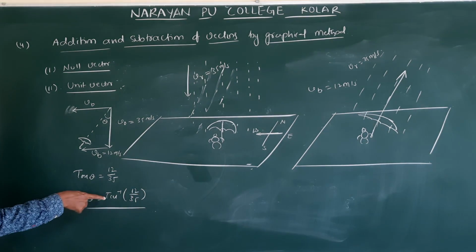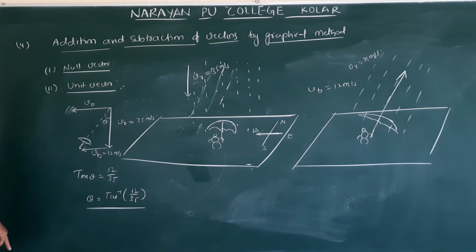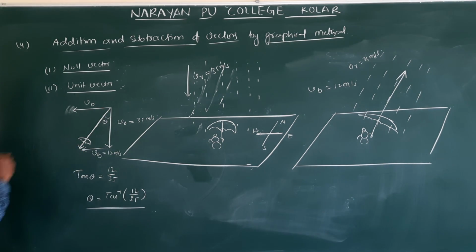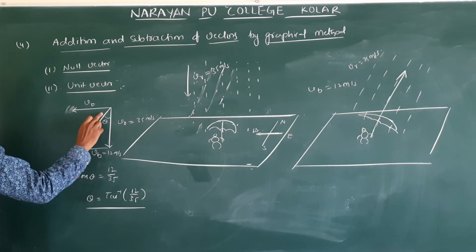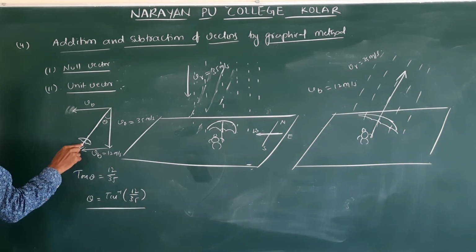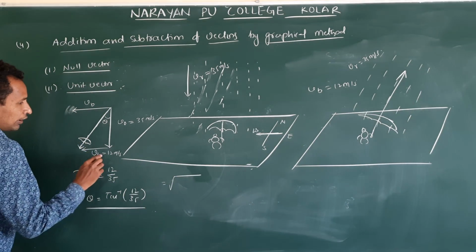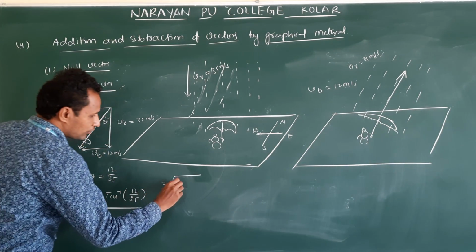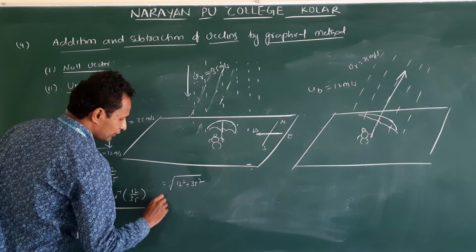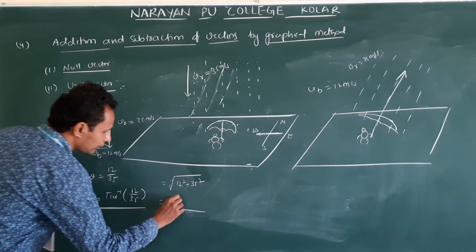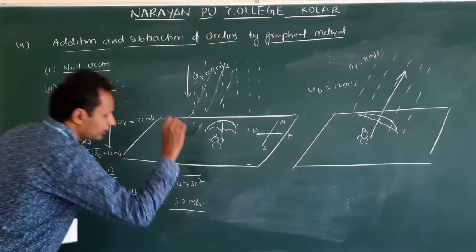Don't worry, this is the inverse function. You will see it in trigonometry. Till then, keep it as this. Understand? Next, what is this value? This is a right angle triangle, and this is the hypotenuse. What do you get? That is equal to the square root of side squared plus side squared, 12 squared plus 35 squared. Solve it and you will get the answer. What did they give as the answer? That is 35 squared plus 12 squared, they have given 37 meters per second.